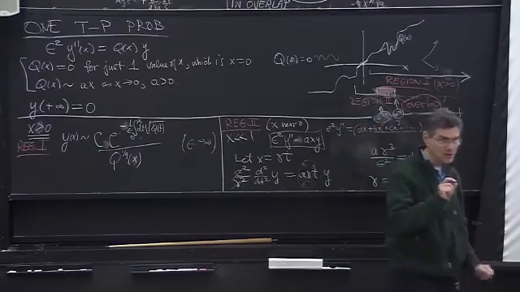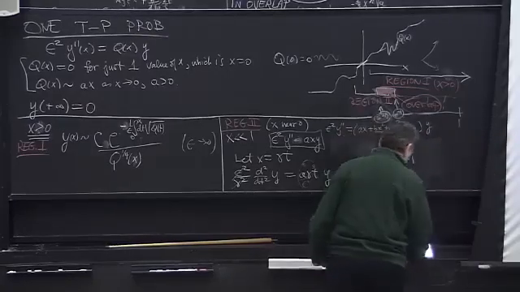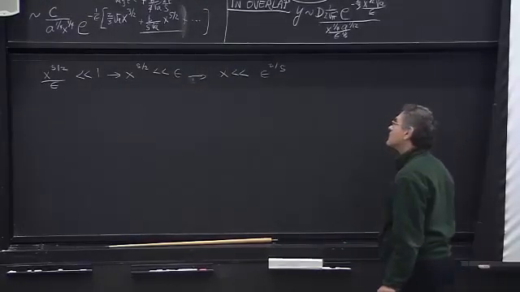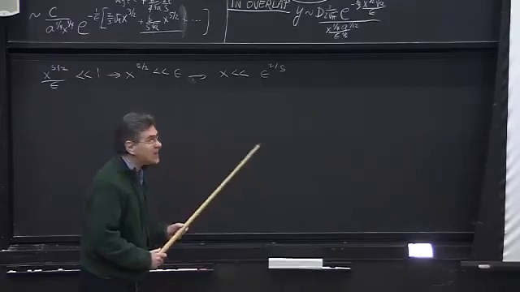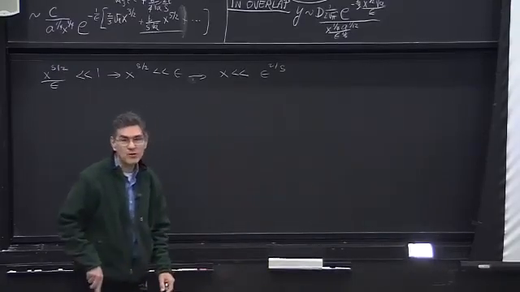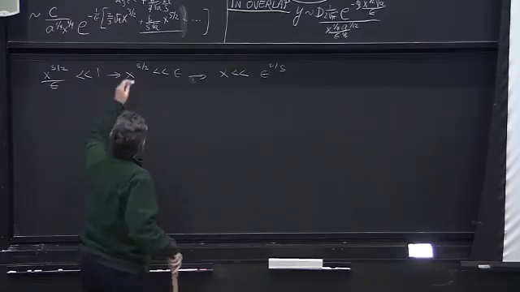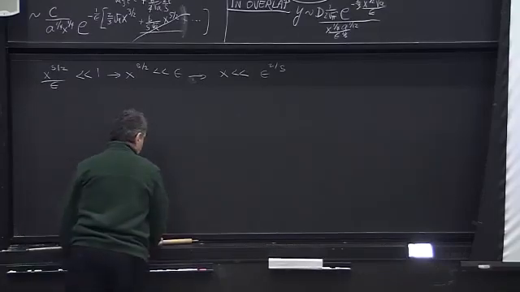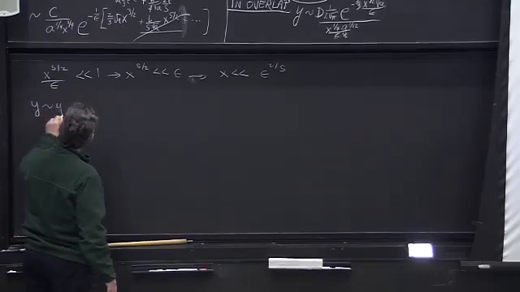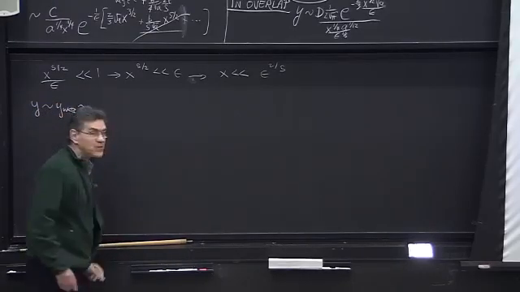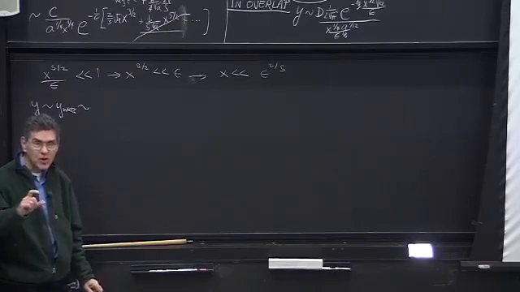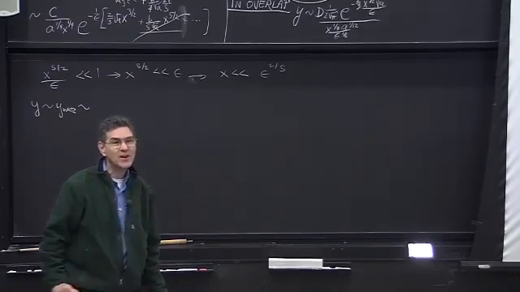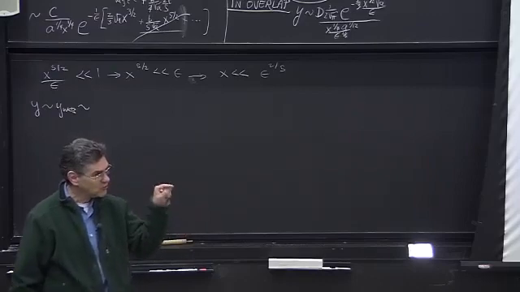I'm not nitpicking here. This is absolutely crucial. But if we assume that that's the case, if x is small compared with epsilon to the 2/5, what can we say? We can say that this term can be thrown away. And that means that y WKB is asymptotic to a much simpler approximation. We have done an asymptotic approximation to the WKB asymptotic approximation. An asymptotic approximation to an asymptotic approximation.